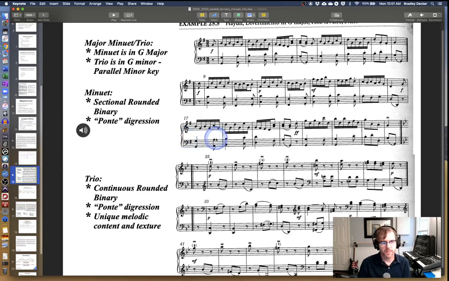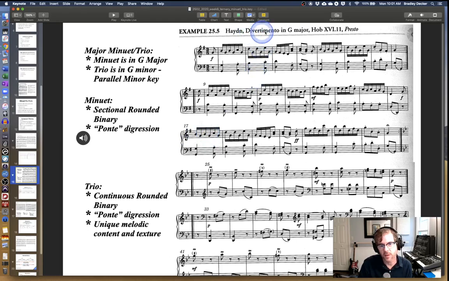Other examples, like this one, have a similar structure. This is a divertimento. It's a little keyboard piece in G major. Haydn has basically his own cataloging system. It's called Hoboken, like Hoboken, New Jersey. It's named after a German guy. And so this is his individual opus number 11, and this is the presto movement.